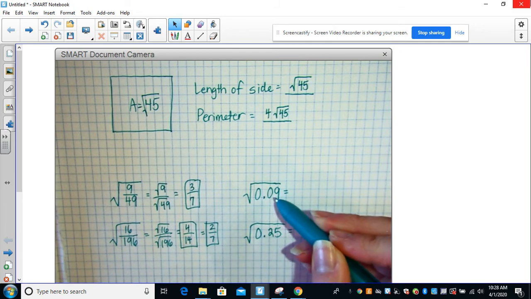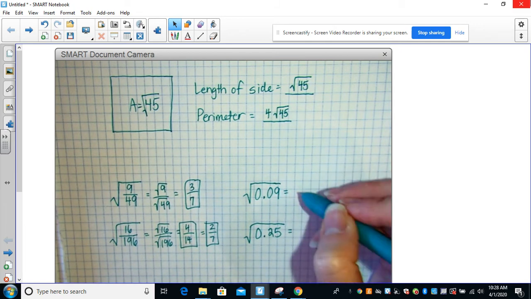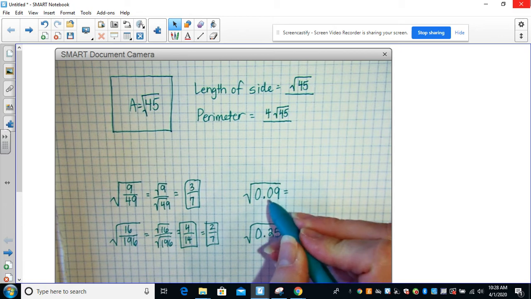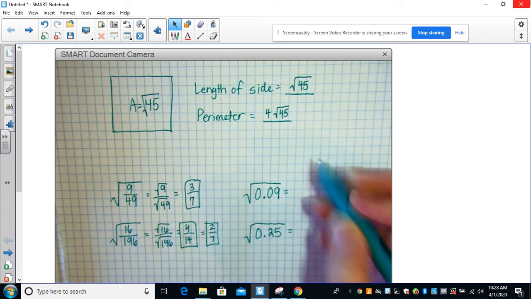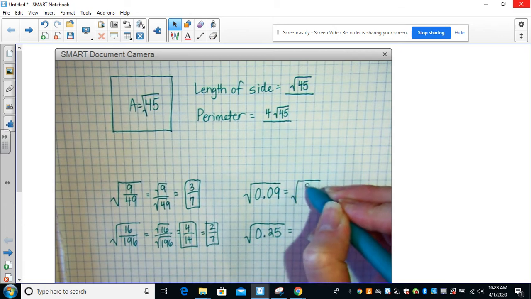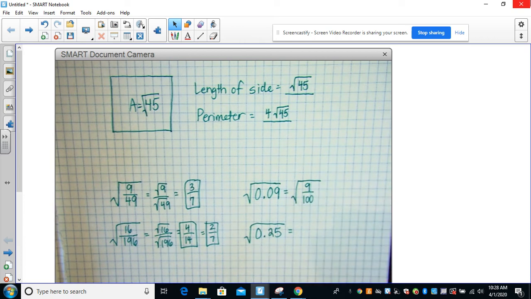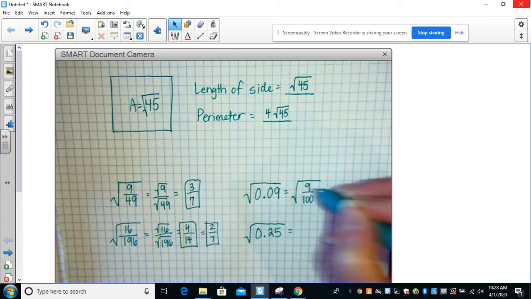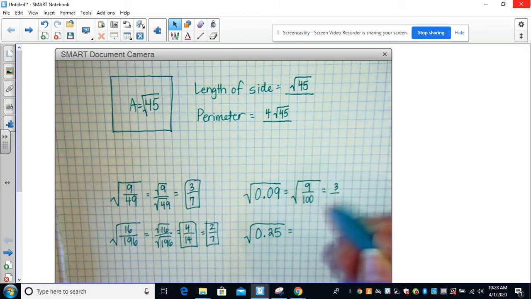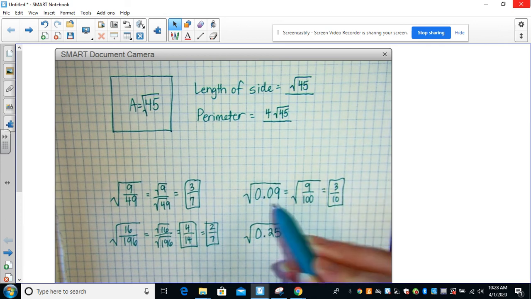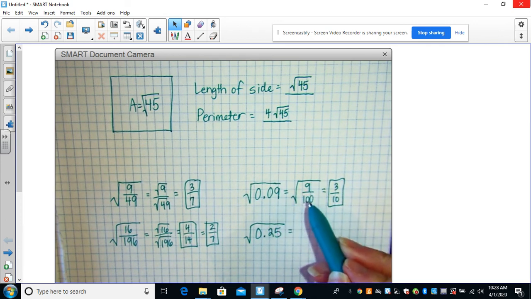Now be careful with your decimals. First of all, you need to read the decimal out to yourself. This is tenths place and hundredths place. So basically we are doing 9 hundredths. So rewrite it as a fraction. Now what is the square root of 9? The answer is 3. And the square root of 100 is 10. Don't try to do the decimal before changing it into a fraction. This is a lot easier.